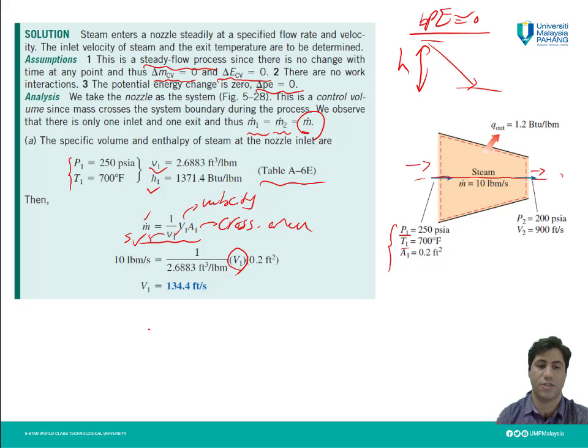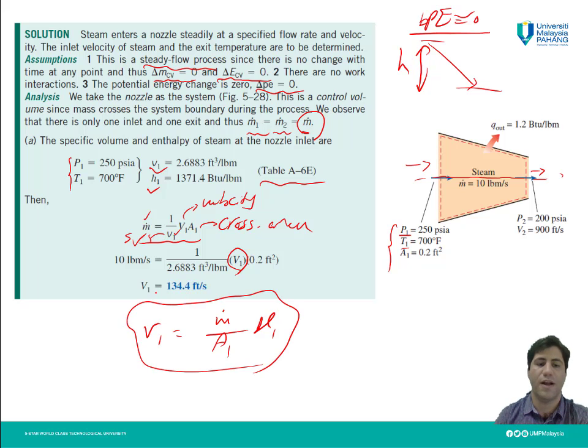By restructuring, we can write it like this: m dot divided by A1 times specific volume. So by restructuring, we can find the velocity of the steam at the entrance of this nozzle. So we find the answer for part A of the question.